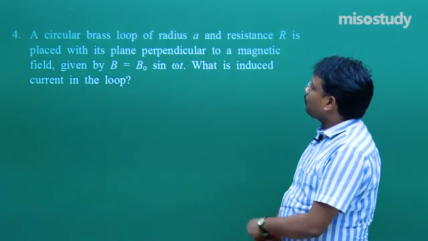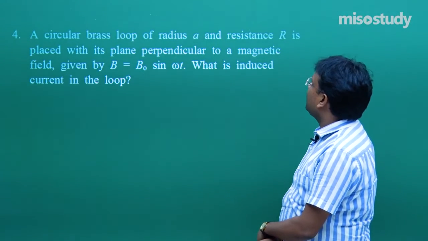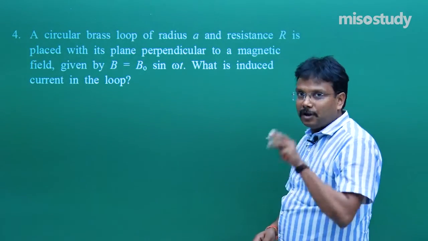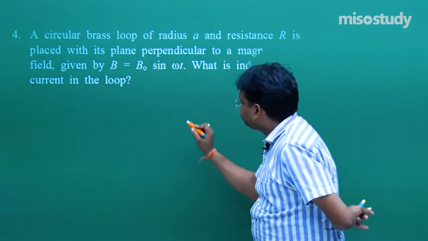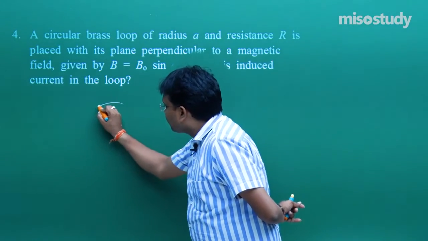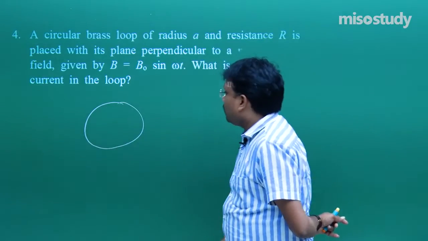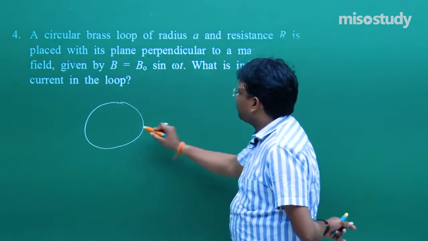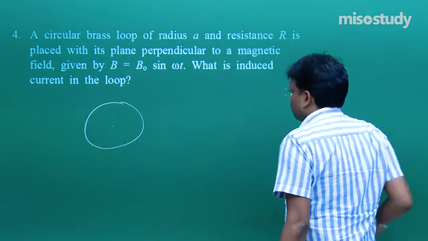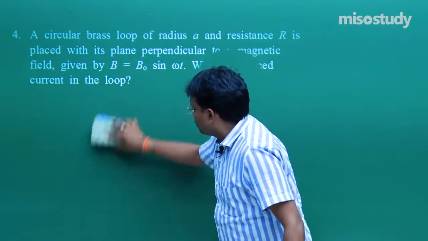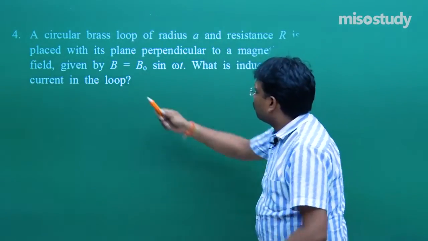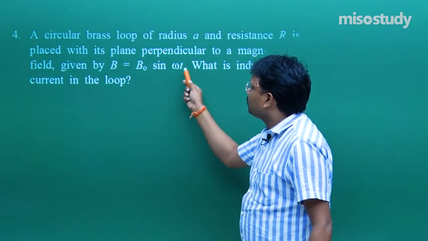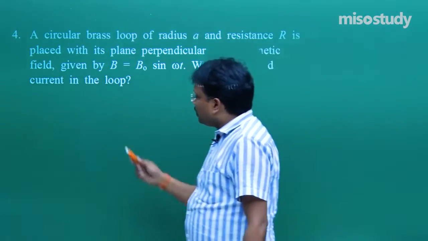Fine. So, a circular brass loop of radius A and resistance R is placed with its plane perpendicular to a magnetic field. Fine. Let me draw the diagram. Actually, this is a circular brass loop. I should draw it more clearly. First read the second line also. The magnetic field is given by this. So, you can say the magnetic field is changing with respect to time.